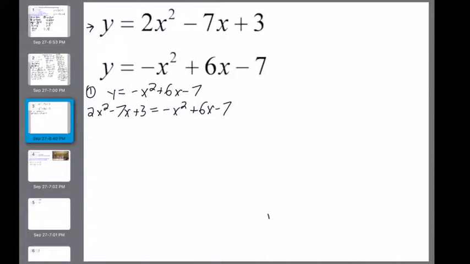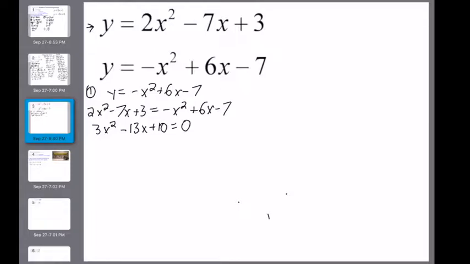I'm going to bring that negative x squared to the other side by adding x squared. That gives us 3x squared on the left side. Now I'm going to bring this 6x over to the left side as well by subtracting 6x. That gives us negative 13x. And then I'm also going to bring that 7 over because it's looking like we're going to want to factor this. So I'm going to add 7, which gives us plus 10 equal to 0.